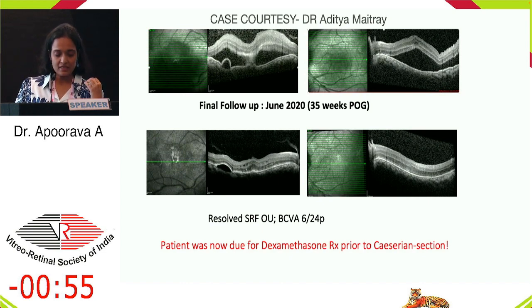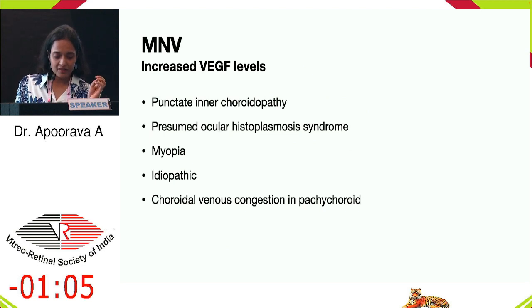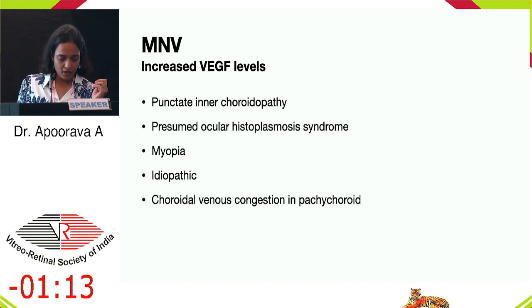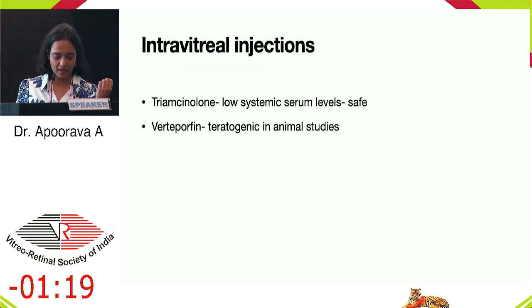And the concern in such high-risk pregnancy is that for fetal maturation, these women have to be started on third trimester steroids. There are increased VEGF levels in pregnancy, which is why they can have choroidal neovascularization due to all the causes known. Choroidal venous congestion can be seen, especially in pregnancy, and that can cause pachychoroid-driven disease.